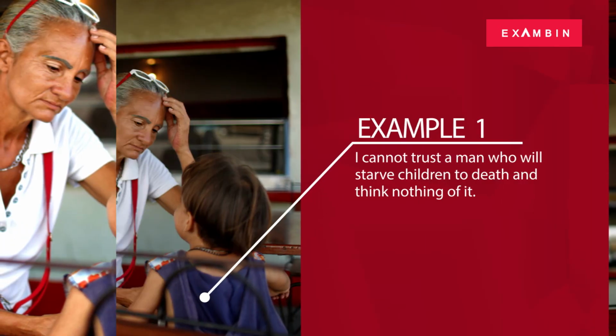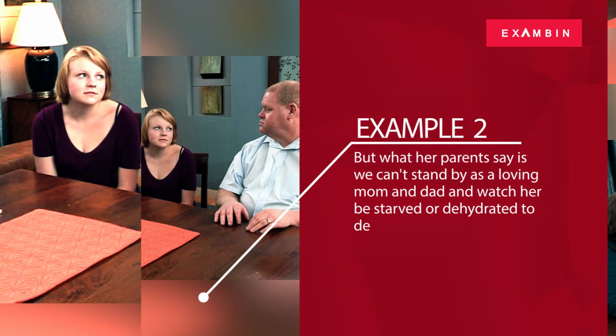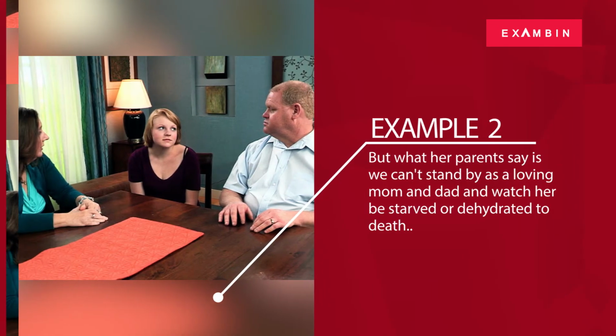Example 1. I cannot trust a man who will starve children to death and think nothing of it. Example 2. But what her parents say is we can't stand by as a loving mom and dad and watch her be starved or dehydrated to death.